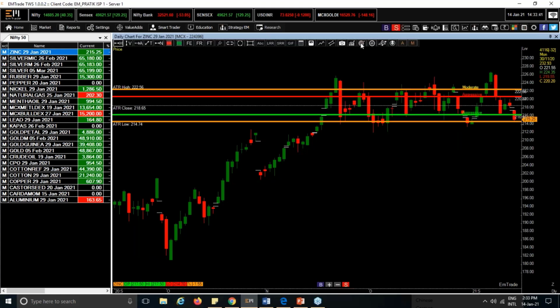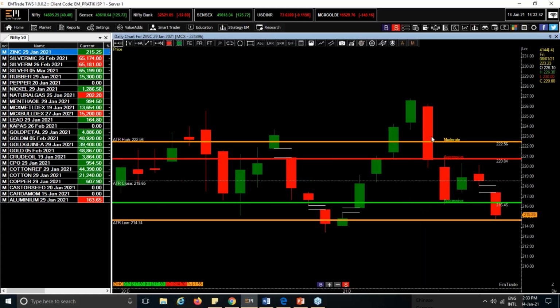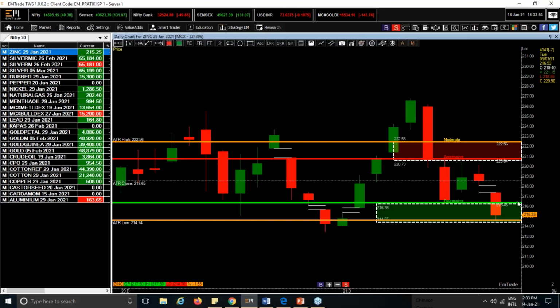Now if I click on that level, whenever your price moves to the resistance level and breaks the resistance level around 220, your price starts declining. Again your price moves to the support zone. So the support zone is around 216 and 214.